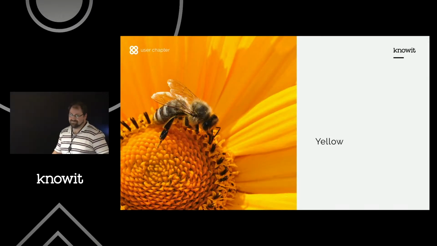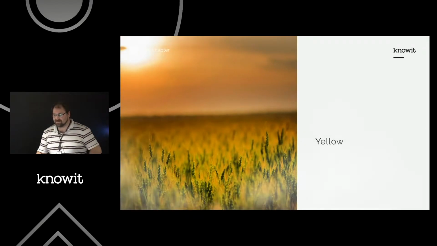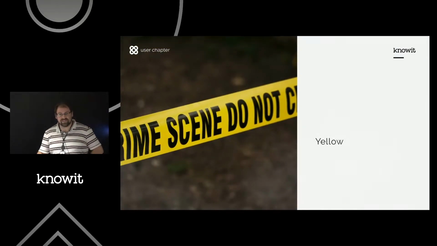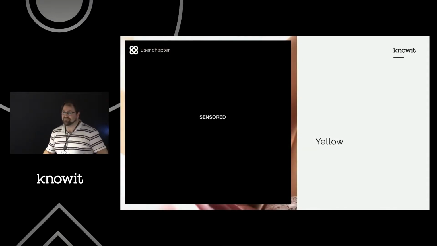How about yellow? We know the bees, they might die. It's not good for us, but it is the color of danger. Or just the calm, soothing grass outside the grains. It's a crime scene, or we might have to censor it. And this is because in China, a yellow page is pornography.